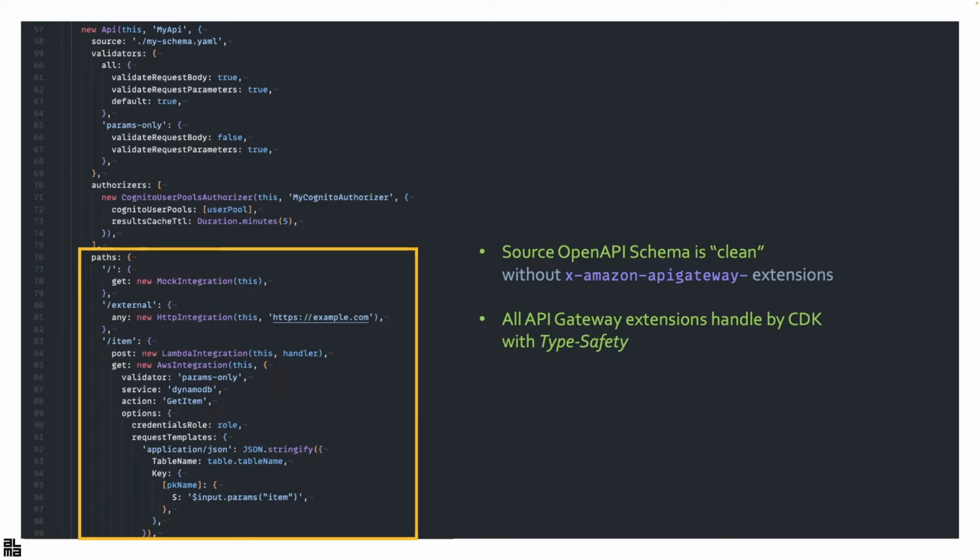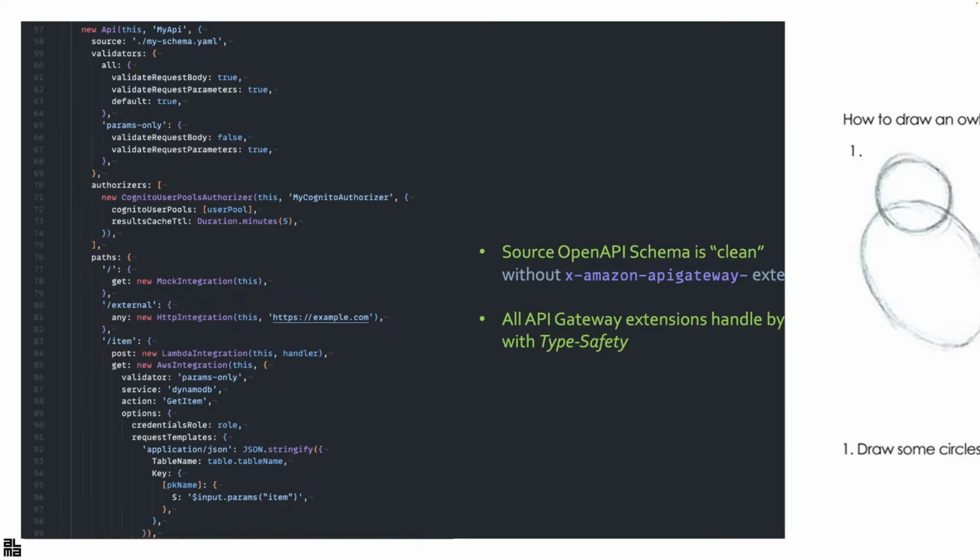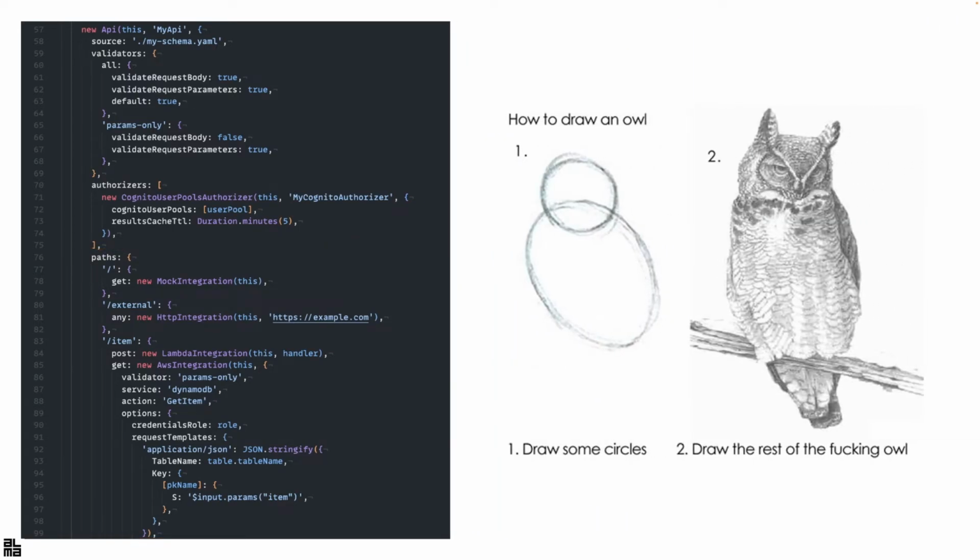And this is a really nice way of defining an API that is based on an OpenAPI schema definition, but you can then assign all the integrations and authorizers and validations, etc., to CDK code. And yes, I know this is kind of like drawing an owl. So there was a huge gap from the basic concept to the actual implementation of this API construct. But 20 minutes is not enough to go through every implementation detail of this construct.